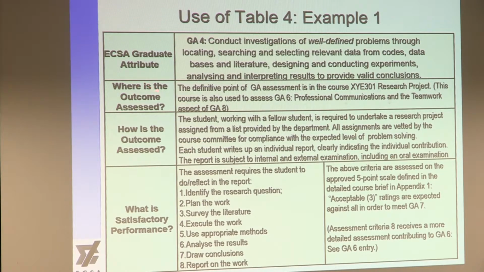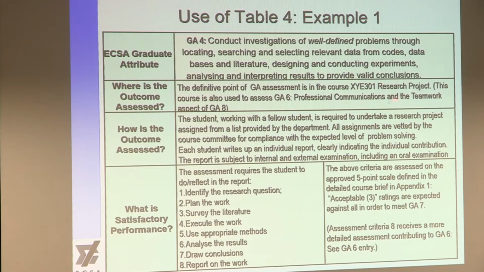Question comes, where is the outcome assessed? Now the definitive point of the graduate attribute assessment is in course whatever, the research project. This course is also used to assess graduate attribute 6, professional communication, and teamwork of graduate attribute 8. You follow that, how you can also do this.